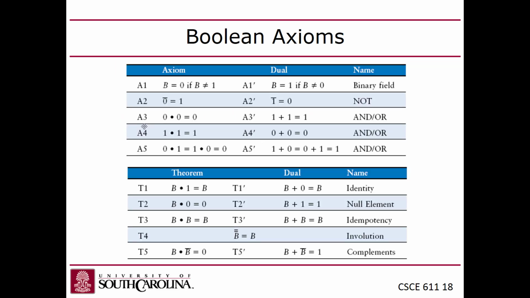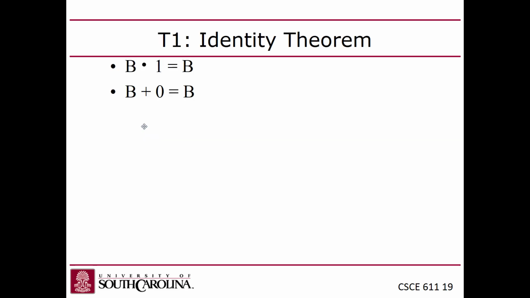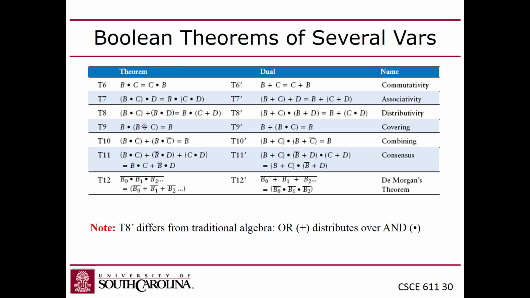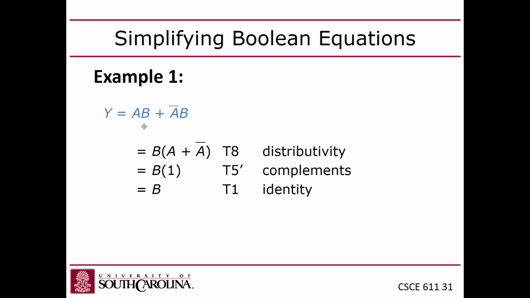Then you've got these Boolean axioms. So we have axioms and we have theorems. The book splits the theorems into single variable theorems, right? And multivariable theorems, which are in this table, right? So we have some examples.